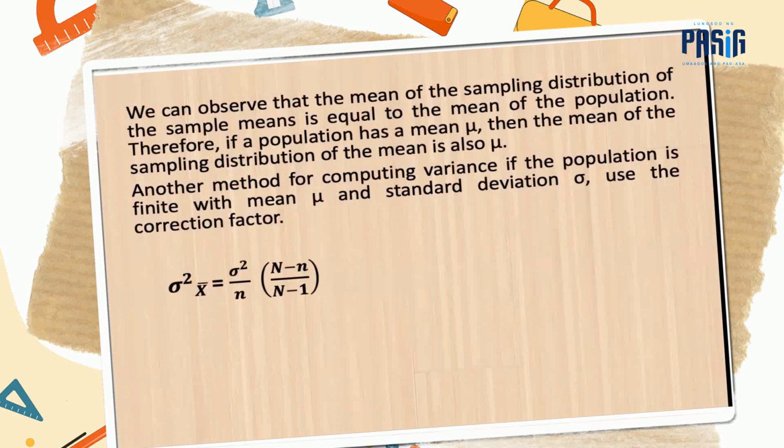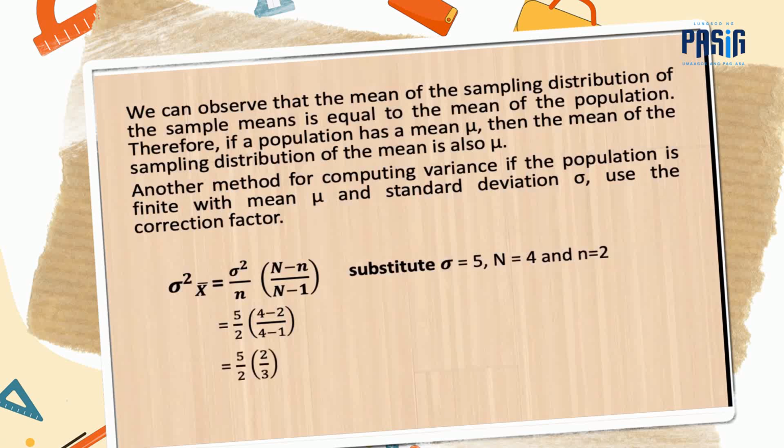Using the formula sigma squared over n times the quantity big N minus small n all over big N minus 1. Substitute sigma equal to 5, population size is 4, sample size is 2, equals 5 over 2 times the quantity 4 minus 2 all over 4 minus 1. Simplifying, 5 over 2 times 2 over 3 equals 5 over 3 or 1.67.